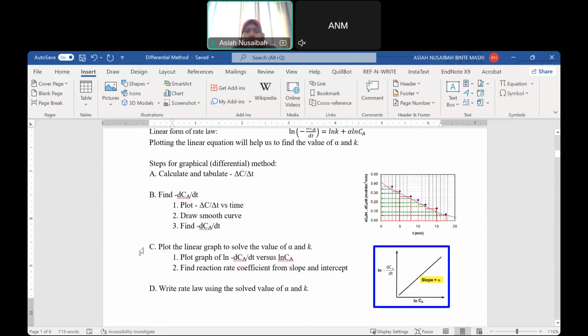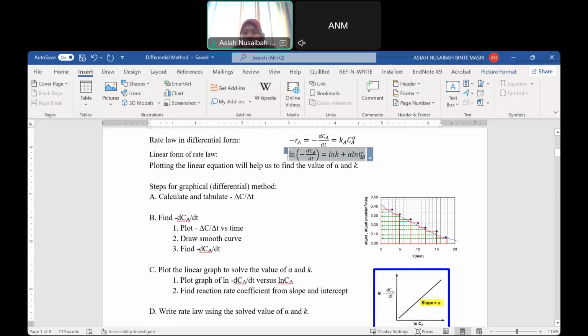The third step is to plot a linear graph to solve the value of alpha and also k. So you plot back the linear form of the rate law. Your y-axis will be ln minus dCA over dt, and your x-axis will be ln CA. If you get a straight line, your slope will be alpha and the intercept will be ln k. So you can solve for alpha and also k.